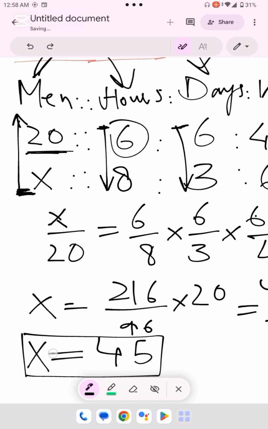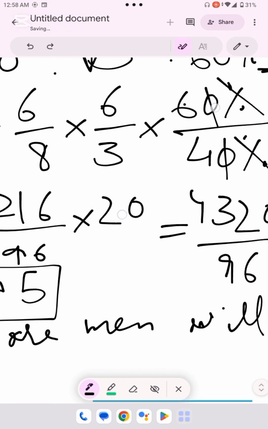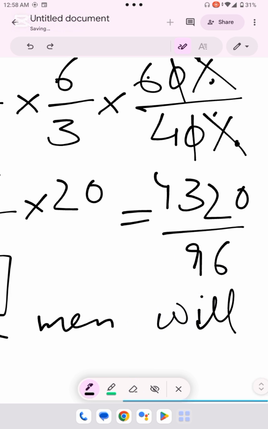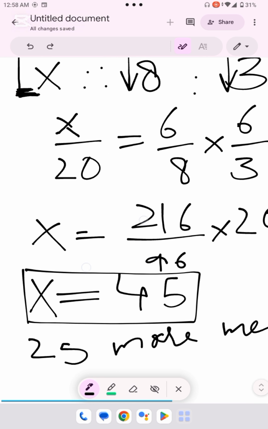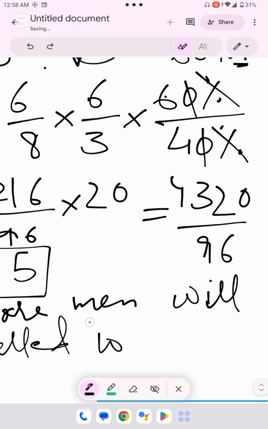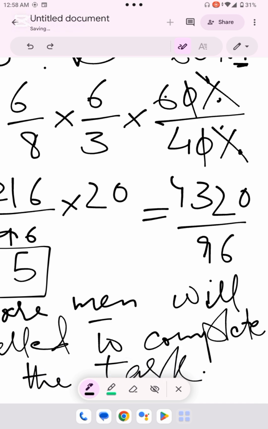20 men are already there. So you will say 25 more men will be called to complete the task, to accomplish the task. That's all.